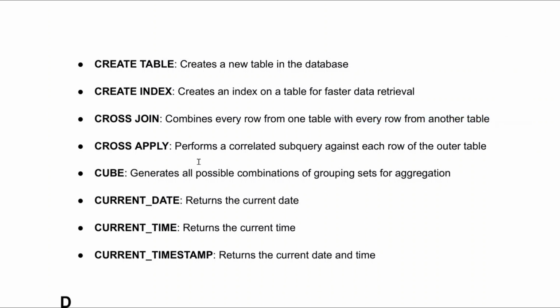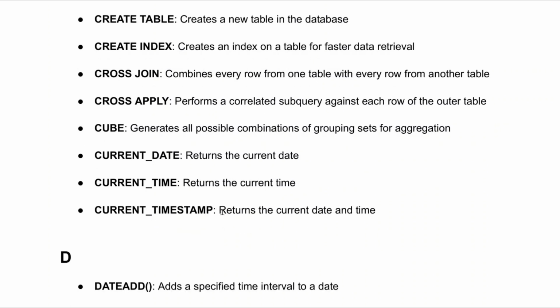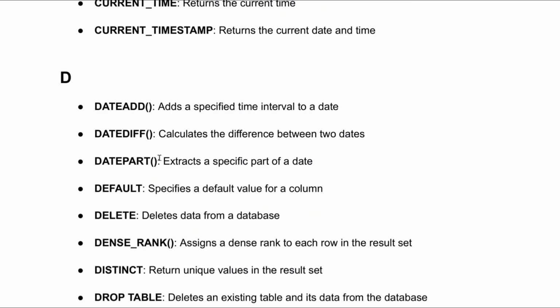CROSS APPLY performing a correlated subquery against each row of the outer table. CUBE is for generating all possible combinations of grouping sets for aggregation. CURRENT_DATE returns the current date. CURRENT_TIME returns the current time, and CURRENT_TIMESTAMP returns the current date and time. Next we have the commands starting with letter D.